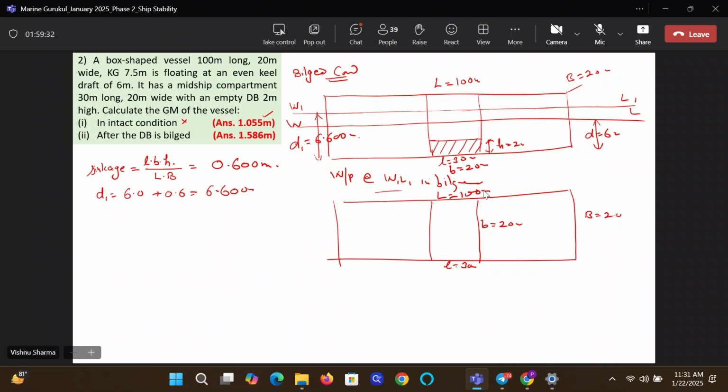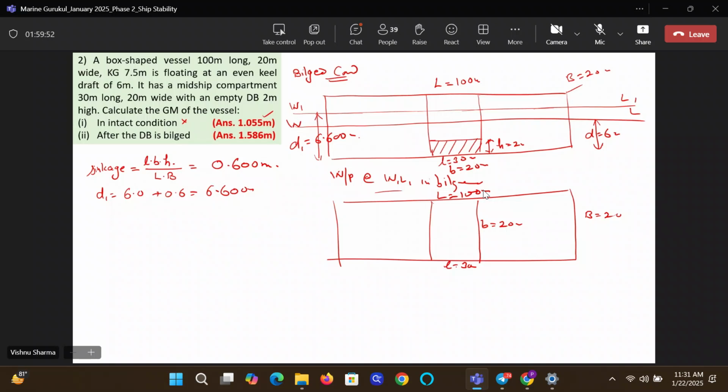Is there a loss of water plane at 1 meter? It will be there. Is there a loss of water plane at 3 meters? No, sir. So is it the same from keel to W1L1? No, sir. So then why are you saying it's the same? Okay, sir.